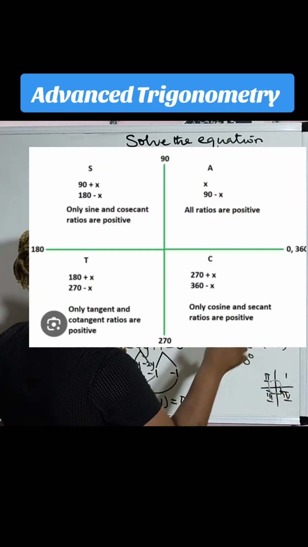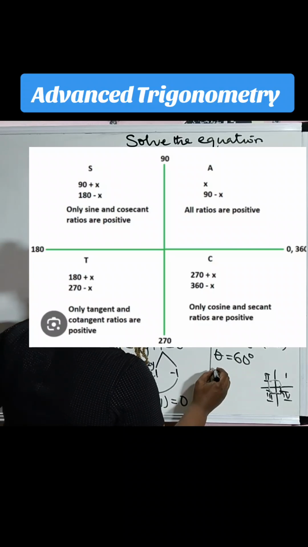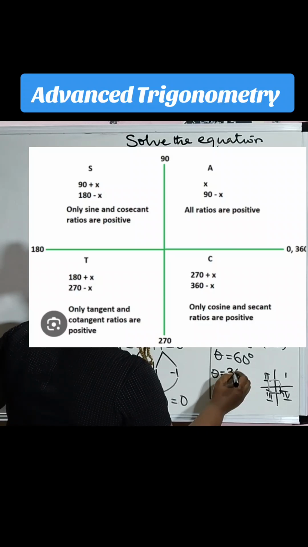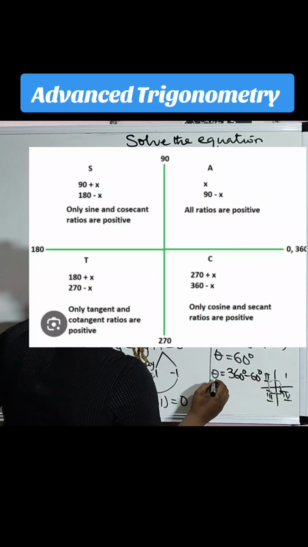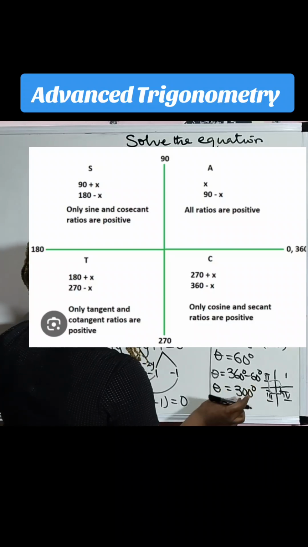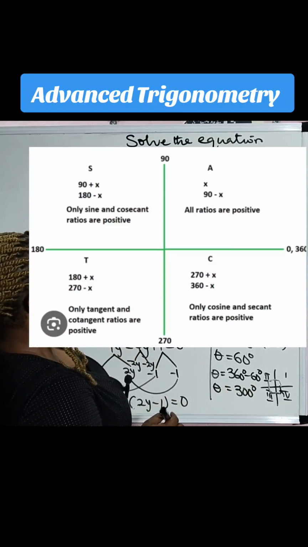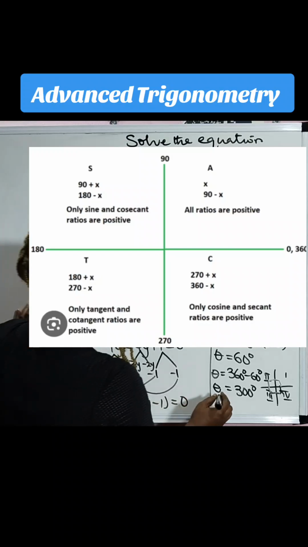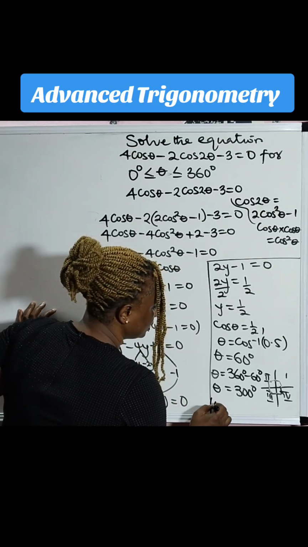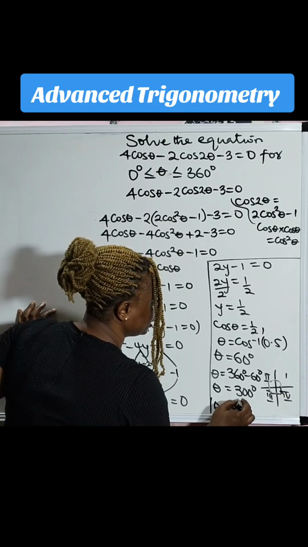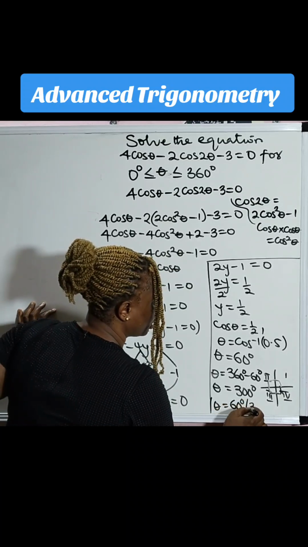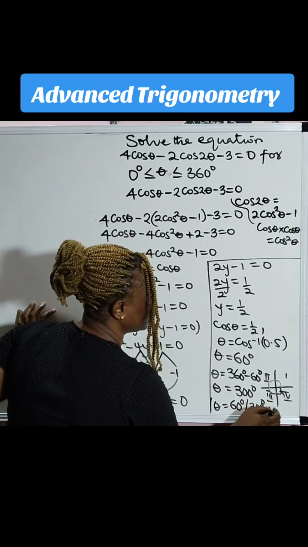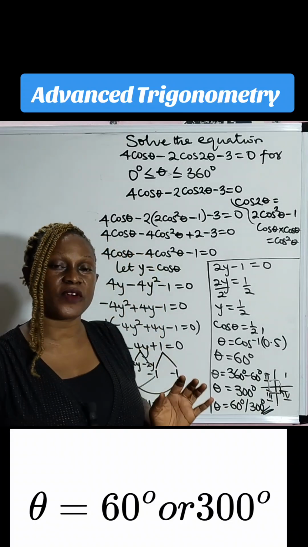Now, for us to get the second value of our theta, we will have that theta will be equal to 360 degrees minus 60 degrees. So theta will be equal to 300 degrees. Therefore, the value of theta in this equation will now be theta equal to 60 degrees or 300 degrees. This will be our final answer.